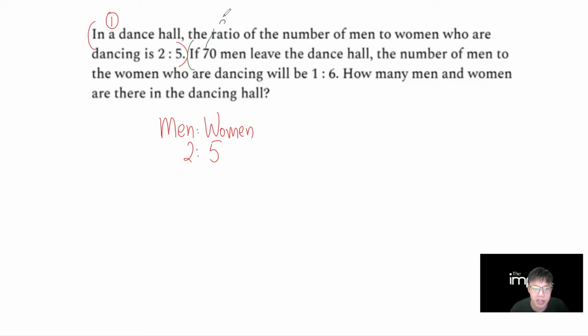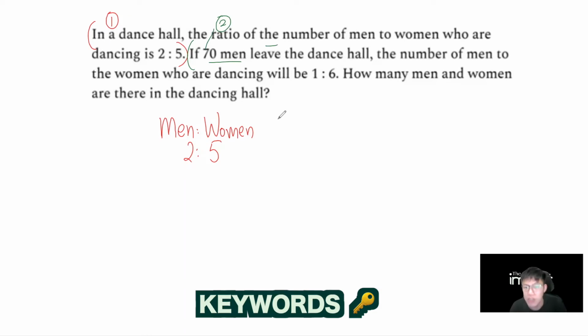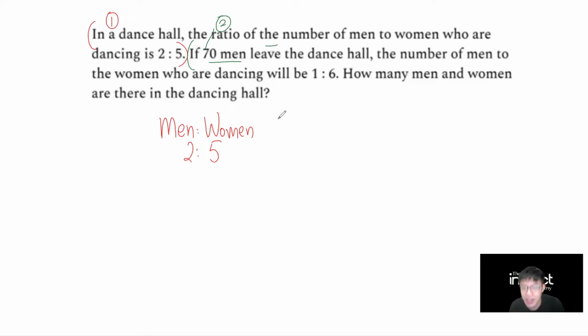And let's take a look at sentence number two. If 70 men leave, okay, whenever I see keywords, I want to translate them. I want to write down some mathematical equations, or some mathematical meanings. So for example, when I see the word leave, it basically means minus, right? So I minus 70 over here, okay? Once I'm done with this, I can go on to sentence number three.